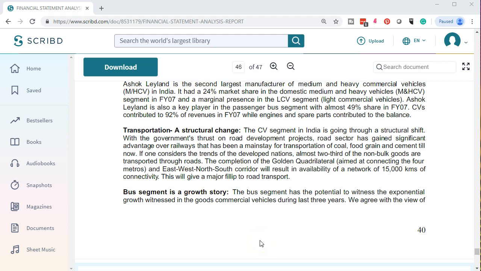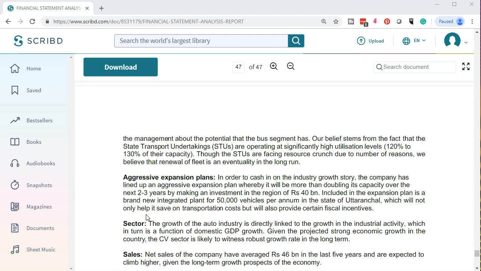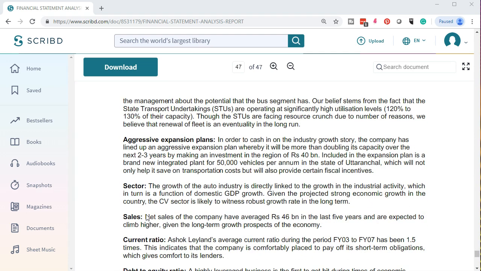Bus segment is a growth story. The bus segment has the potential to witness the exponential growth witnessed in goods commercial vehicles during the last 3 years. We agree with the view of the management about the potential that the bus segment has.